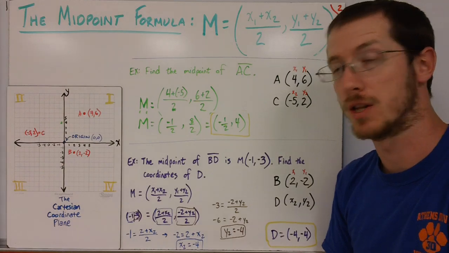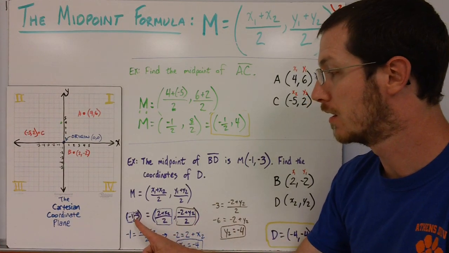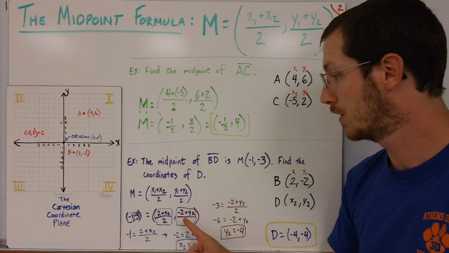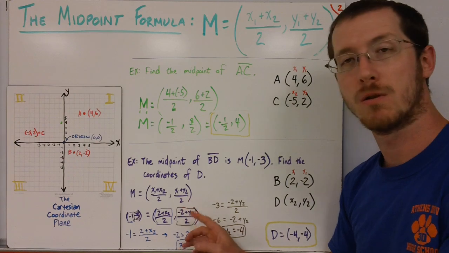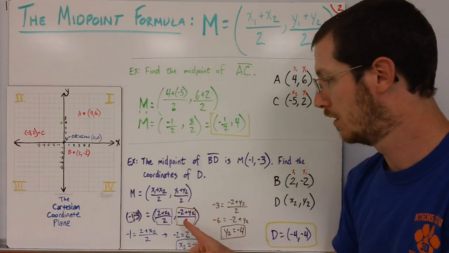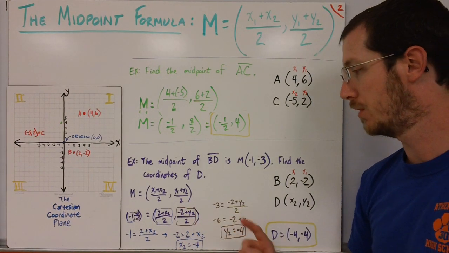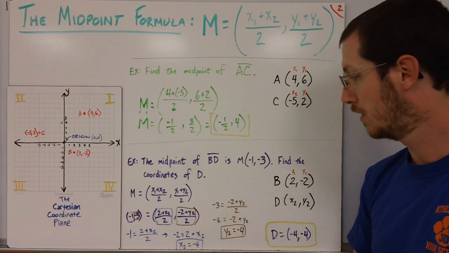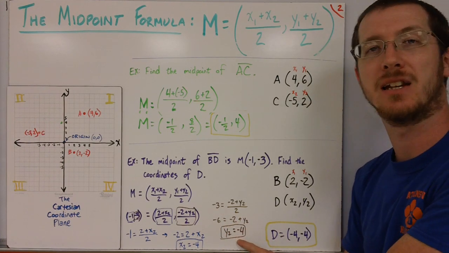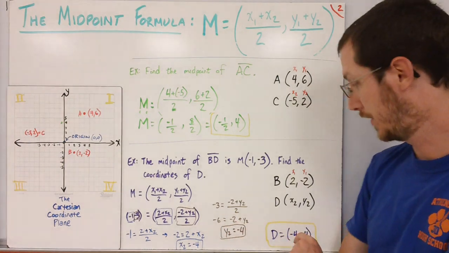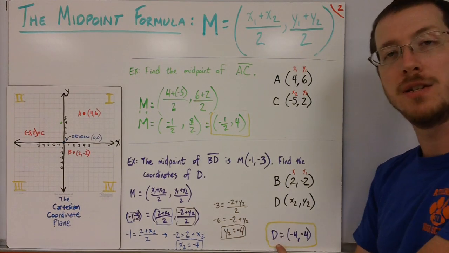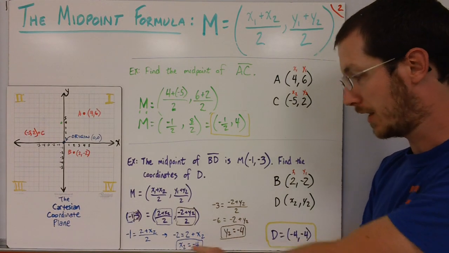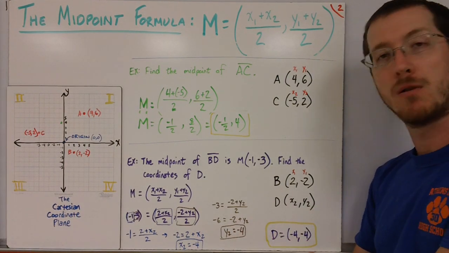Still have to find our y-coordinate though. So now let's take the y-coordinate of our midpoint, set it equal to the y-coordinate half of the midpoint formula, (negative 2 plus y2) over 2. Do your algebra, solve for y2, we get negative 4 for our y-coordinate. So, point D, we found out that the x-coordinate is negative 4, y-coordinate is negative 4.